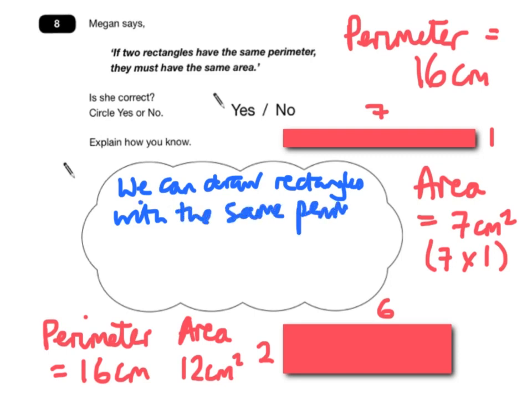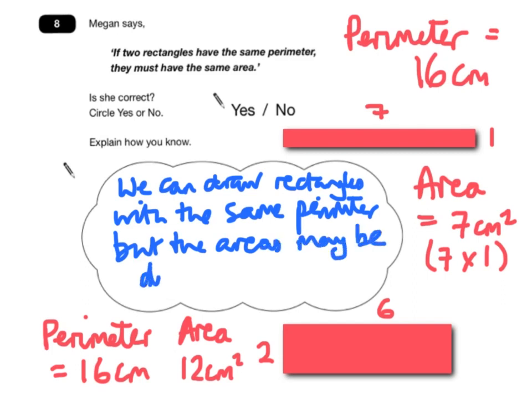So your answer would need to say something like, we can draw rectangles with the same perimeter, and you've demonstrated that. Both have a perimeter of 16, but the areas may be different. So I think you've proved that Megan is wrong. And you should circle the no, which I'm going to do in a second.